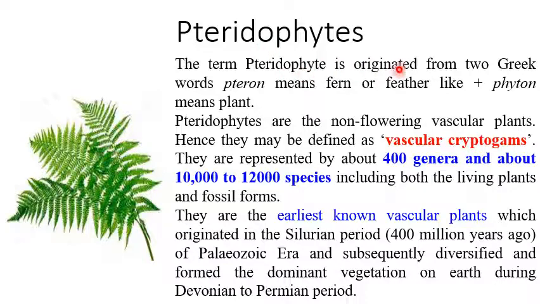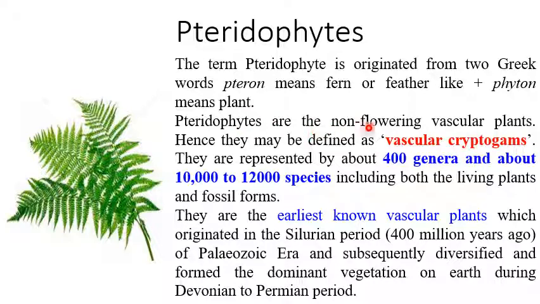The term pteridophyte originated from two Greek words. The first word is pteron, which means fern or feather-like. If you look into this picture, it looks like the feather of a bird. Another word is phyton, which in English means plant. So pteron and phyton came together and developed the word pteridophyte, which means feather-like or fern-like looking plants. These plants are called pteridophytes.